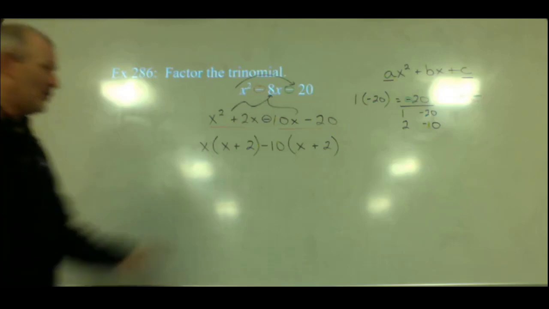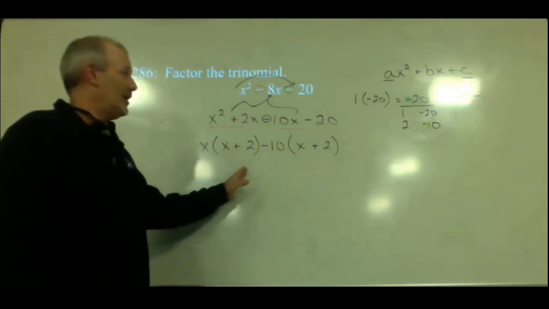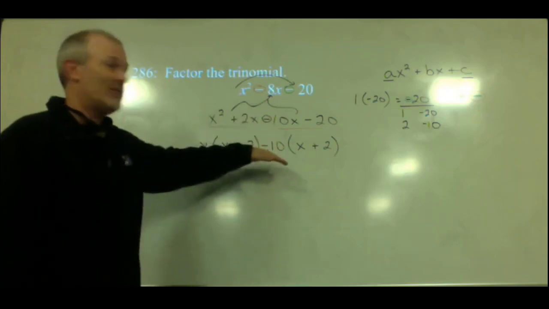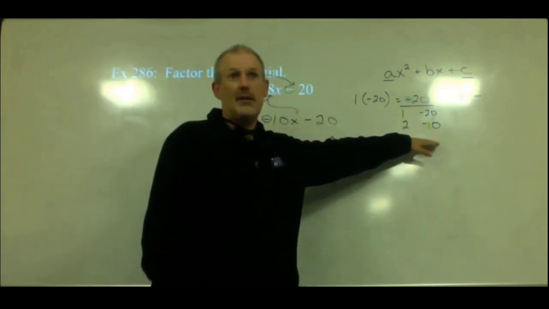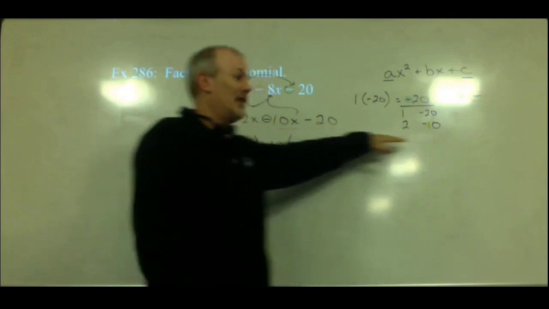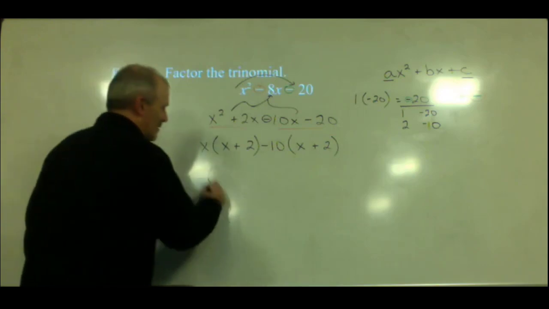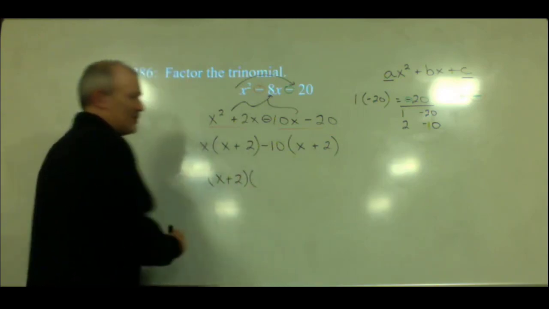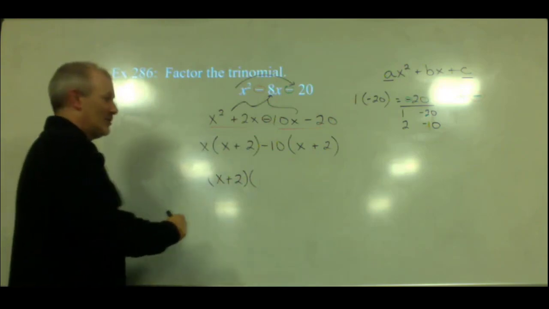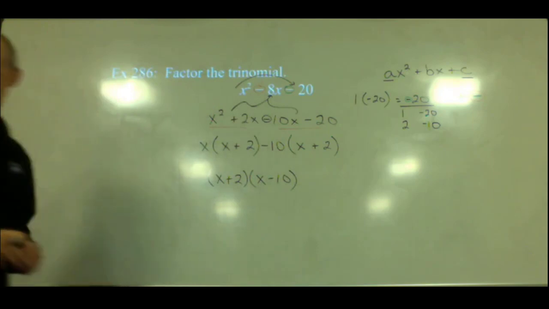Again, if you ever get different numbers right here, something is wrong. Either you did something wrong in your factoring by grouping or you picked the wrong numbers over here. Because if you don't pick the correct numbers, this won't factor the way we want it to. So what is our answer? We can take out an x plus 2 from both of these. What do we have left after we factor out the x plus 2? X minus 10. And that's our answer.